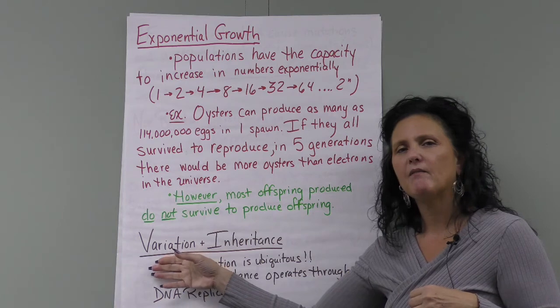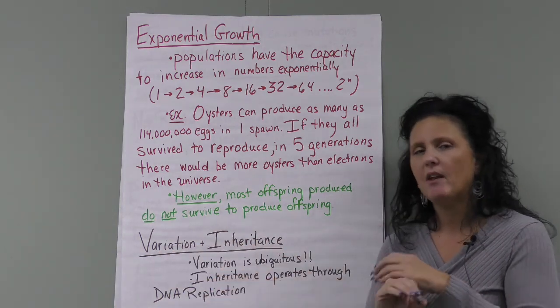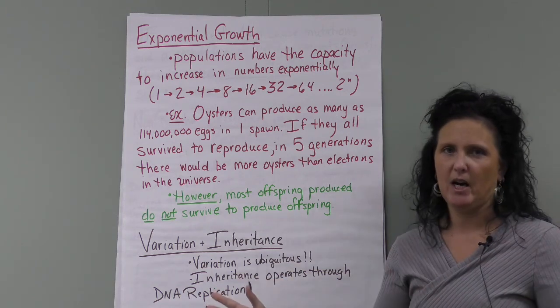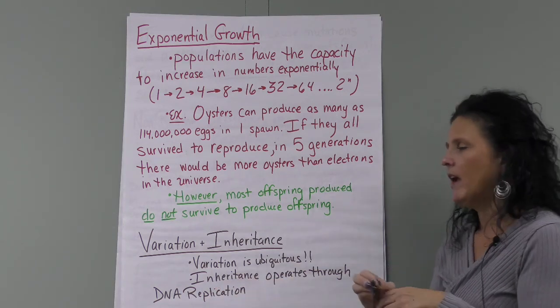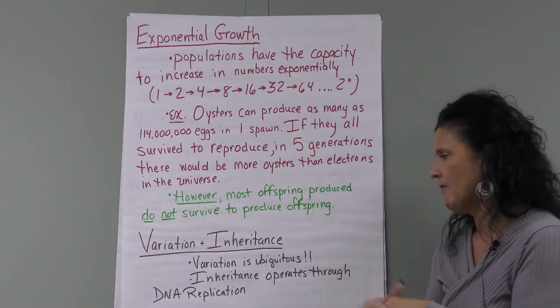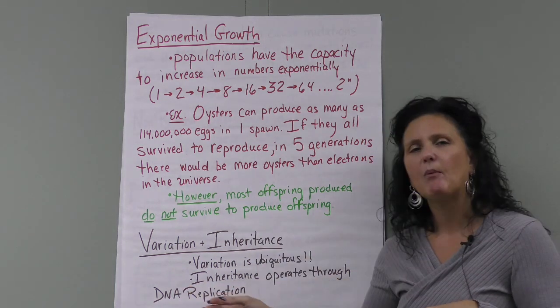We looked a little bit at variation and inheritance, and I wanted to let you know that variation is ubiquitous, right? Ubiquitous means we find it everywhere. So variation doesn't occur just in one species. Every species has its own variants. But inheritance operates through DNA replication.